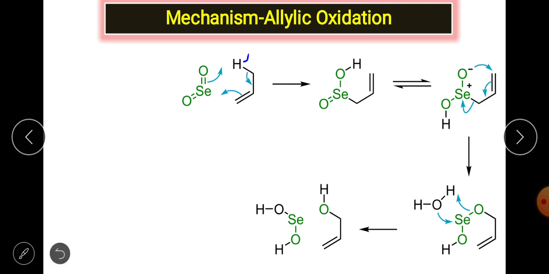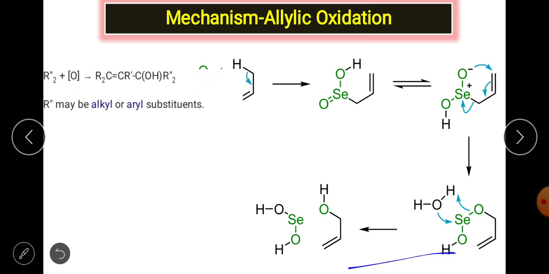Now the simple mechanism again here. So this is an ene reaction, and this is the unsaturated partner. Okay, transfer of the allylic hydrogen toward the unsaturation. This is the statement of the ene reaction: transfer of allylic hydrogen toward the unsaturation. So the S double bond O converts to S single bond O. Hydrogen will be migrated, so it becomes an OH bond, and finally the 2,3 sigmatropic shift occurs and on hydrolysis it is converted to allylic alcohol plus selenious acid. So in this way we can do those reactions.